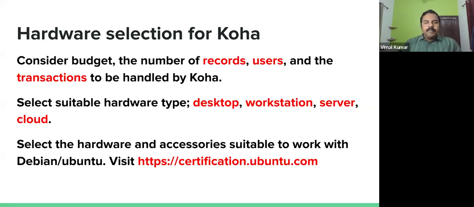Anyway, suppose you have 3 lakh books in the library and a minimum of 500 transactions per day, and you have 5,000 users, you need a more powerful system. And if you want to make your online catalog available online, you have to buy a server computer. Based on the requirements and the size of the collection and transactions, we have to decide what kind of hardware we need.